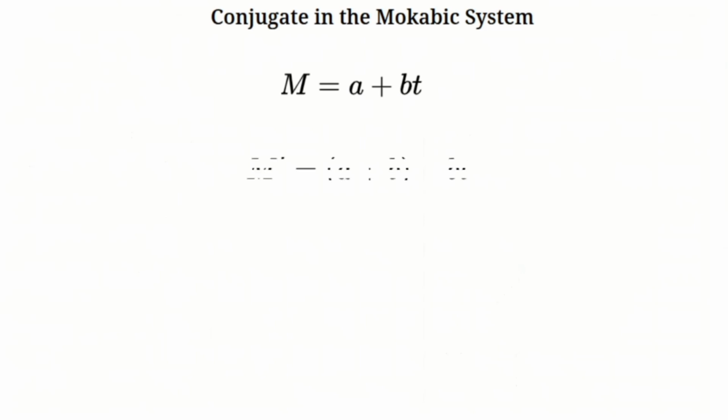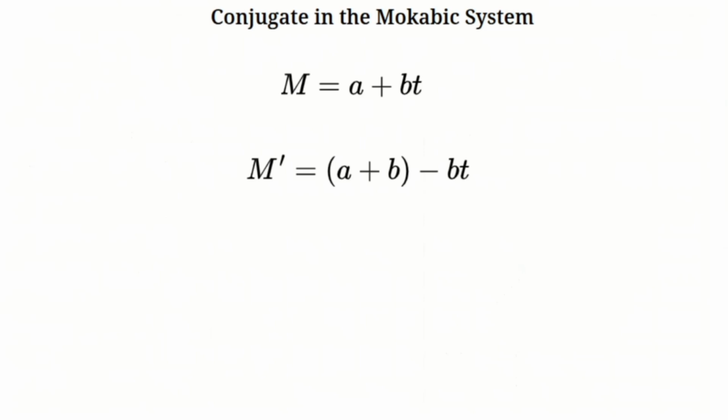Conjugate in the Mokabic system. In complex numbers, conjugation represents a 90-degree reflection. In Mokabic numbers, conjugation follows a 60-degree reflection rule. Since multiplication by t represents a 60-degree rotation, the conjugate of m equals a plus b times t must reflect accordingly. From our calculations, the conjugate is given by m prime equals a plus b minus b times t.